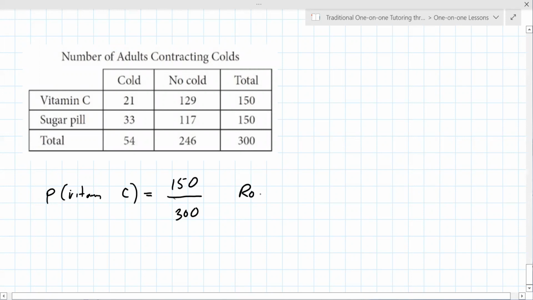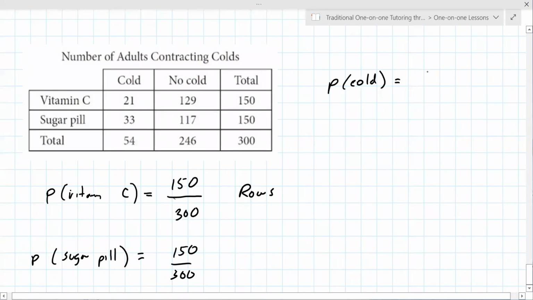Okay, so in words, this is a row. We're looking at rows. And I could ask you the probability of a sugar pill. What would that be? 150 out of 300. I could also ask you the probability of a cold. 54 out of 300. And the probability of no cold? 246 out of 300. Okay. And notice these are columns. Is that clear or not? Yes. So those are the basic ones.